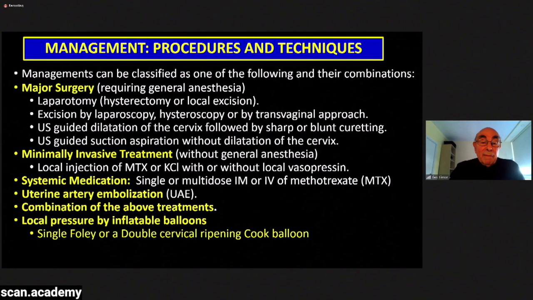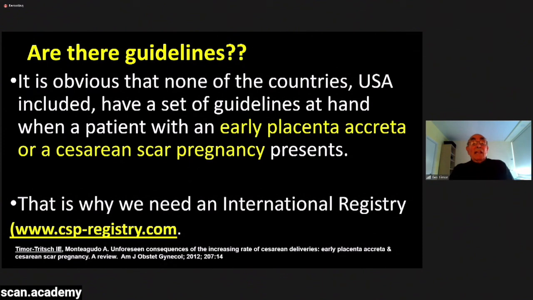My favorite general review of the treatments is this one by Maleux-Lacroix. She really showed us all the successes and all the perils of it. Our Foley balloon catheter was published after this article, therefore it is not included here. So let's ask, are there guidelines? It's obvious that none of the countries, including the United States, have a set of guidelines at hand when a patient with an early accreta or a cesarean scar pregnancy presents. That's why we need an international registry.